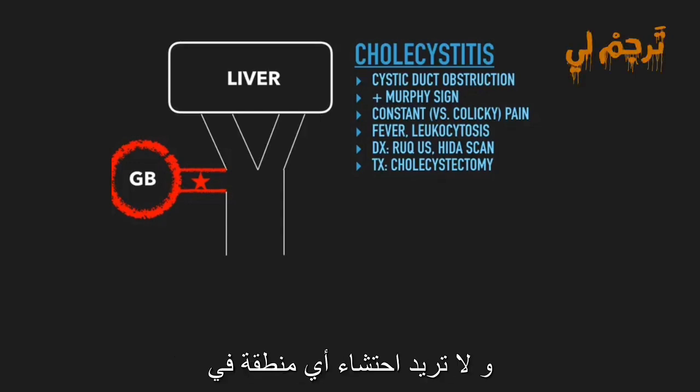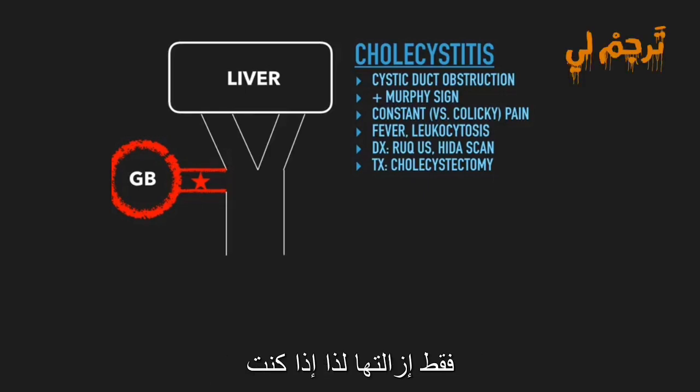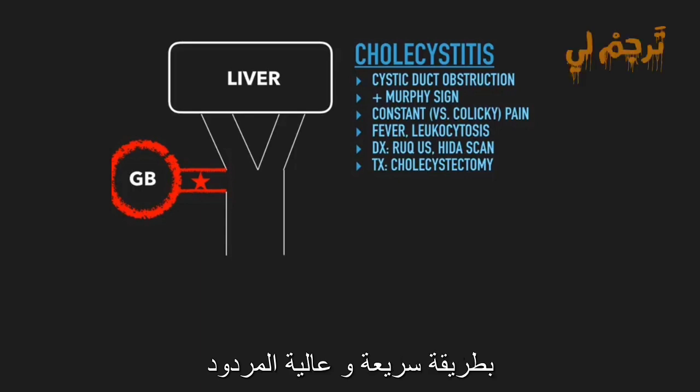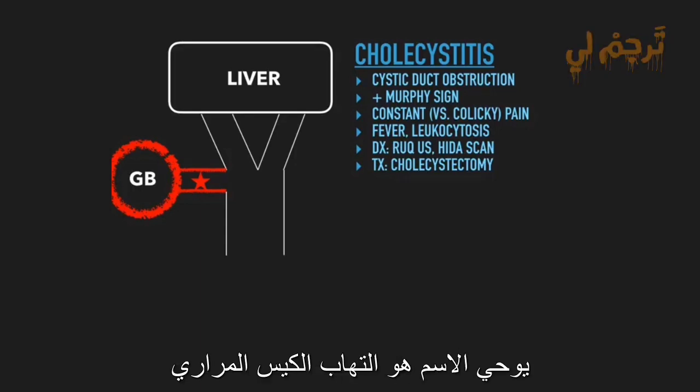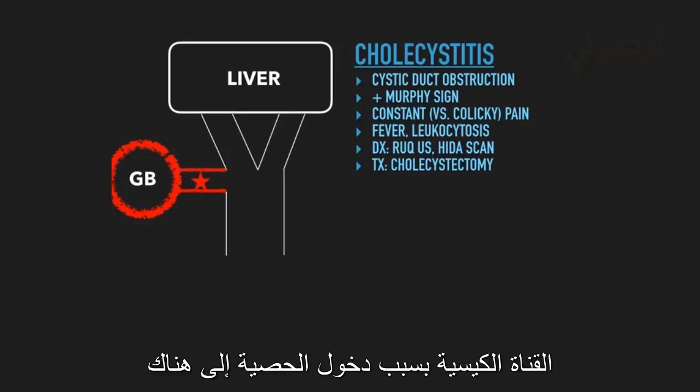It's inflamed and you don't want to infarct any area in the biliary tree, so you've got to take it out. You just got to remove it. So if I were to summarize cholecystitis in one really quick high yield manner, I would say that cholecystitis, just as the name implies, is an itis of the cholecyst. In other words, it's inflammation of the cystic duct due to a stone getting in there.